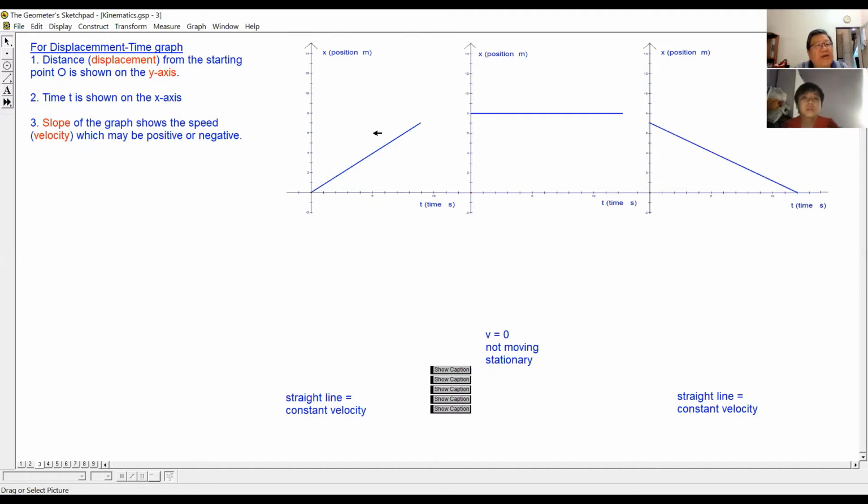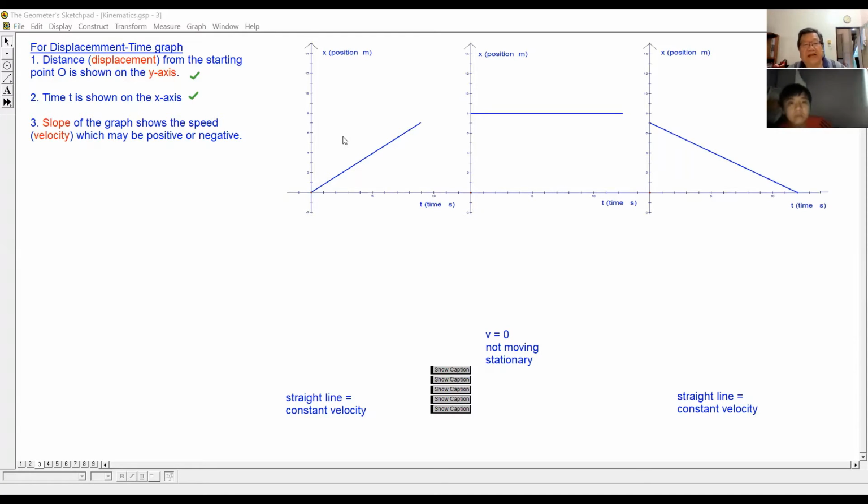Now, for displacement time graph, if they ask you what is the displacement, you can read directly from the graph. You don't have to find anything. And if they ask you what is the time, the time also you can read directly from the graph. So these are the first two things that I want you to know. The displacement is given on the y-axis. The time is given on the x-axis.